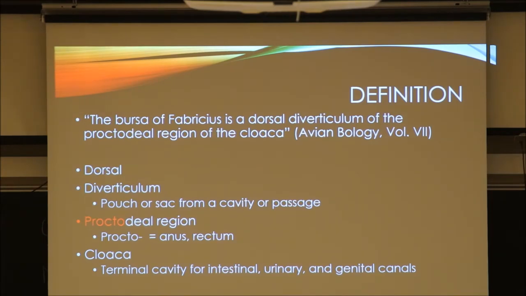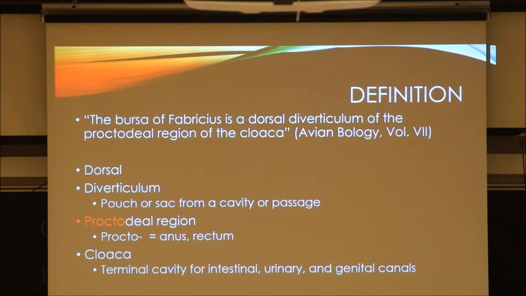So by definition, the bursa of Fabricius is a dorsal diverticulum in the proctodeal region of the cloaca. That's a mouthful. To break that down, we'll use some scientific terms and their roots. First of all, we know that dorsal refers to the upper side or back of an animal, as in the dorsal fin. And with diverticulum, we know that it's a pouch or sac that comes from a cavity or passage. So already, just by those two words, we know it's going to be a pouch coming from a cavity on the dorsal side of the bird.